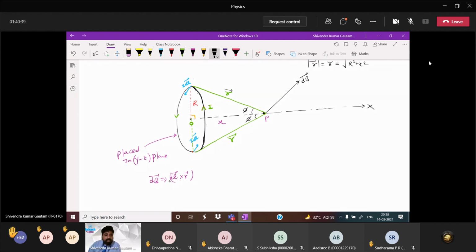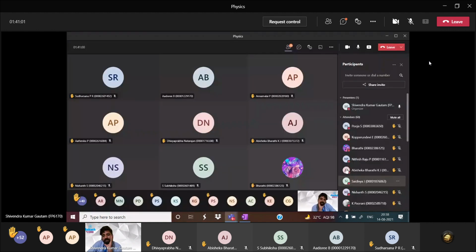dB vector equals DL cross R. So dB must be perpendicular to R or not? Yes or no? dB must be perpendicular to R vector. dB must be perpendicular to DL also or not? This angle, how much should it be? 90 degrees or not? Everybody understanding this? dB must be perpendicular to R because of the cross product.